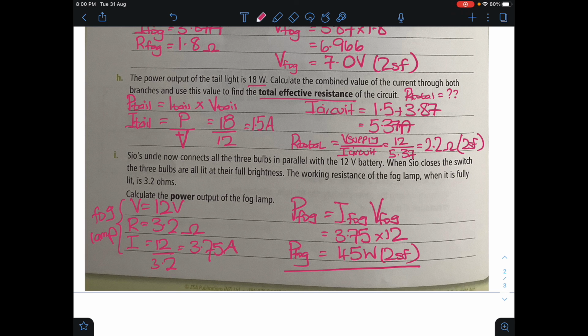Okay, hope you've managed to follow that. That was a lot of calculating and not too much explaining. So for the next example I might find one with lots of explaining in.